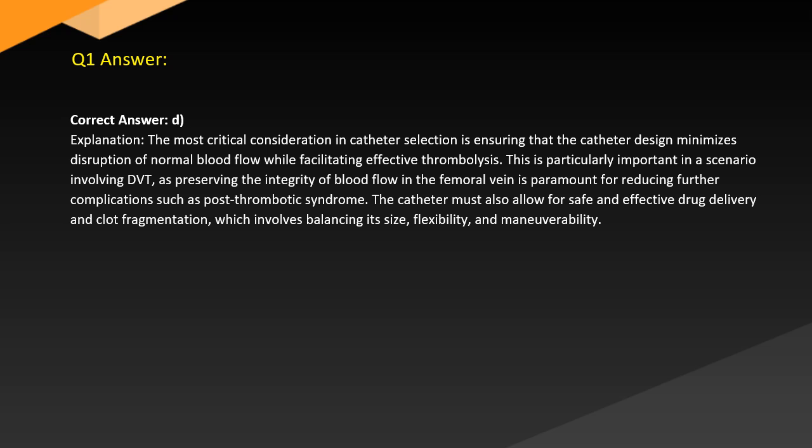Answer. Correct answer, D. Explanation. The most critical consideration in catheter selection is ensuring that the catheter design minimizes disruption of normal blood flow while facilitating effective thrombolysis. This is particularly important in a scenario involving DVT, as preserving the integrity of blood flow in the femoral vein is paramount for reducing further complications such as post-thrombotic syndrome. The catheter must also allow for safe, effective drug delivery and clot fragmentation, which involves balancing its size, flexibility, and maneuverability.